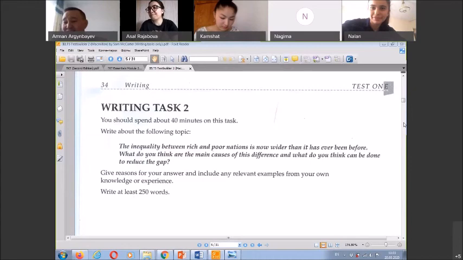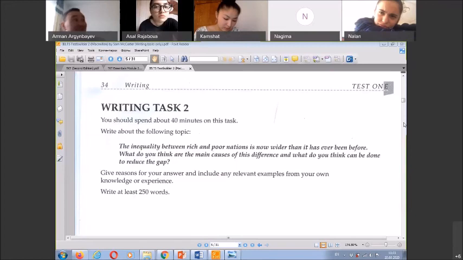In elderly times, there was equality. There was no poor or rich. They just all together lived in the cave. And with the development of industry and technology, there began to appear inequality between richness and poorness. Is it okay? So.